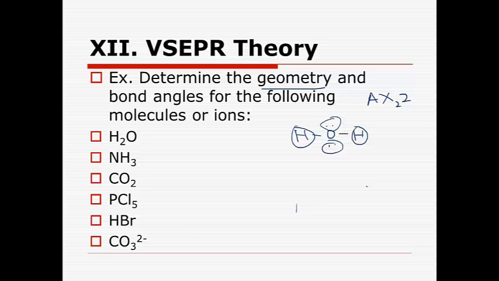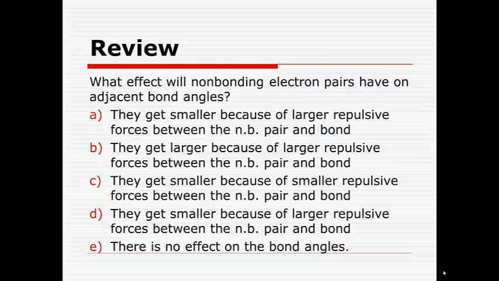And I got 2 pairs of electrons, so that's AX2E2. Now AX2E2, if you go back and look in an earlier lecture, this basically meant it was bent. So you have to draw this as a bent shape. It was based on the tetrahedral shape, 109.5, but we just told you when it's 2E, it goes down to 104.5. And finally, the review question. What effect will non-bonding electron pairs have on adjacent bond angles?